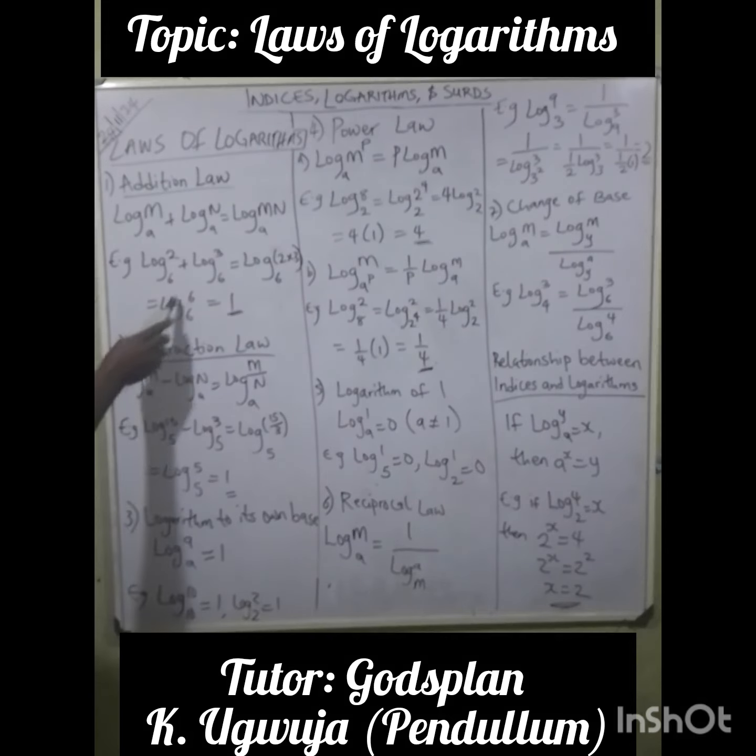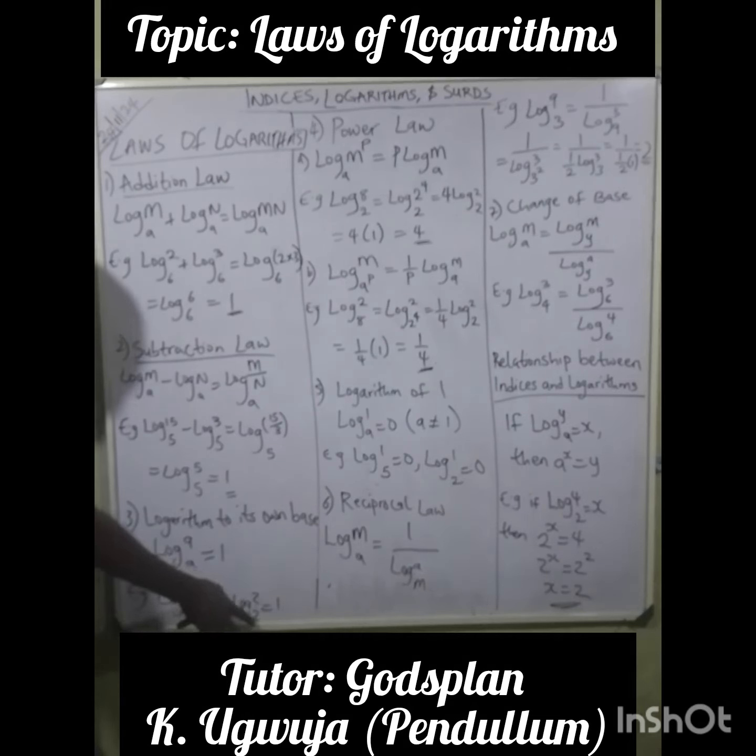Now, why have I been saying log 6 base 6 is 1, log 5 base 5 is 1? Simple. The logarithm of any number to its own base is 1. The logarithm of any number to the same base is 1. So log a base a is 1. The logarithm of the number a to base a is 1. So the logarithm of 10 to base 10 is 1.